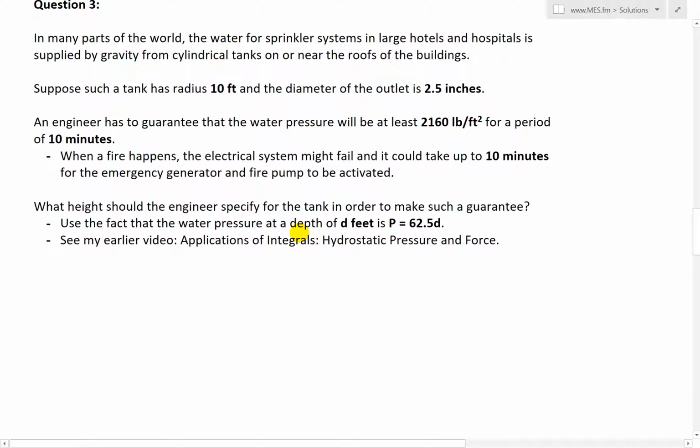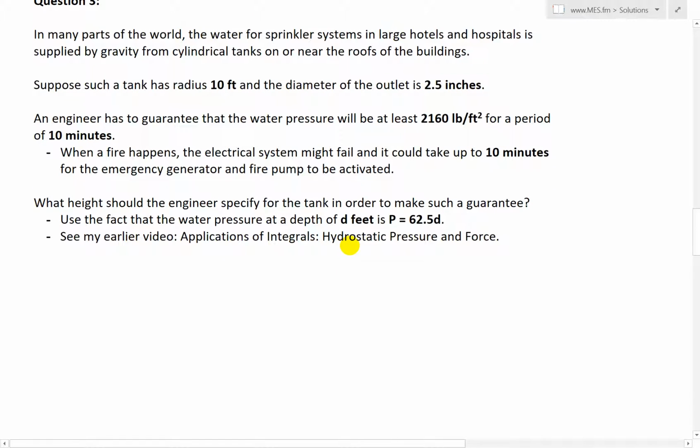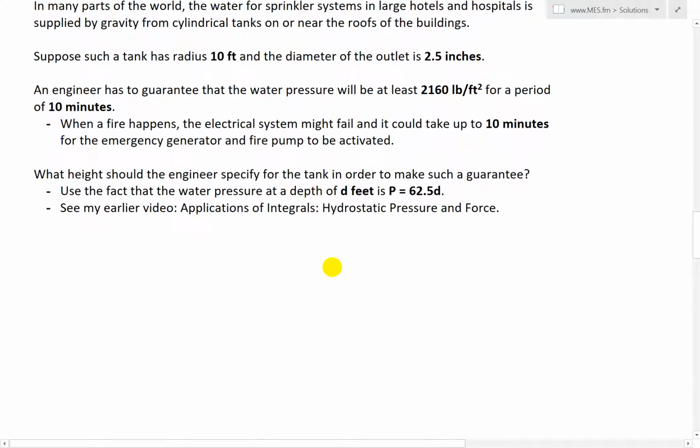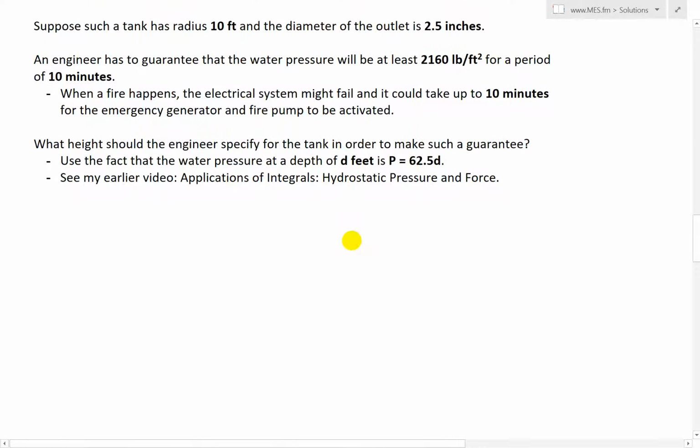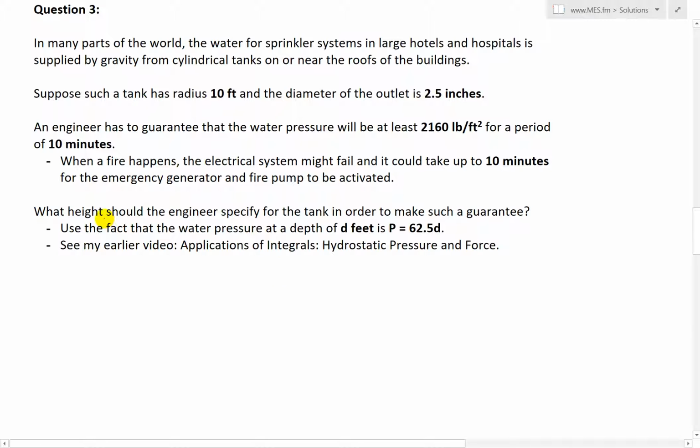In other words, an engineer has to guarantee that the water pressure will be high enough to serve as a backup water pressure on a water supply in case of an emergency. The requirement is 10 minutes, so for 10 minutes you need to have this water pressure, assuming that would be adequate for an emergency water supply. The question we're asked is, what height should the engineer specify for the tank in order to make such a guarantee?